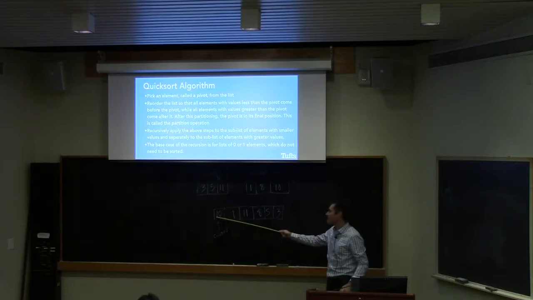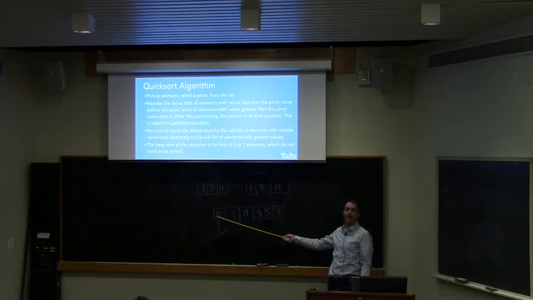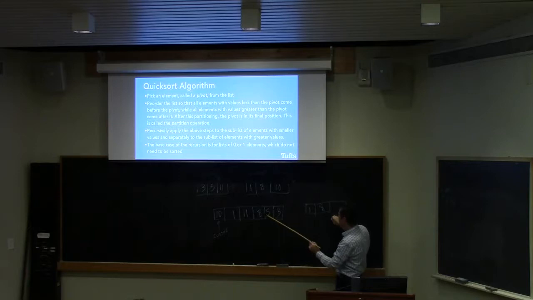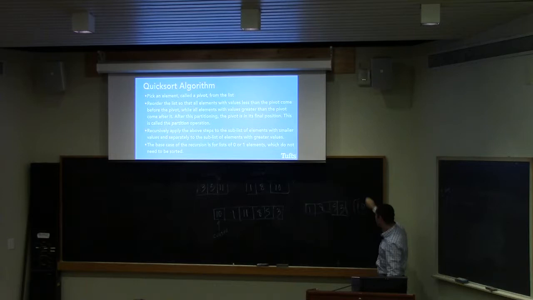But you pick the pivot, and then you go through the list and you say, some of those elements are going to be less than 10, some are going to be greater. Let's make new lists for which that's the case, right? So in this case, we'd go through. 1 is less than 10. 8 is less than 10, 5 is less than 10, and 3 is less than 10. That's one sublist, right? And then we'll have 10 in here. And then the other sublist in this case is just 11.